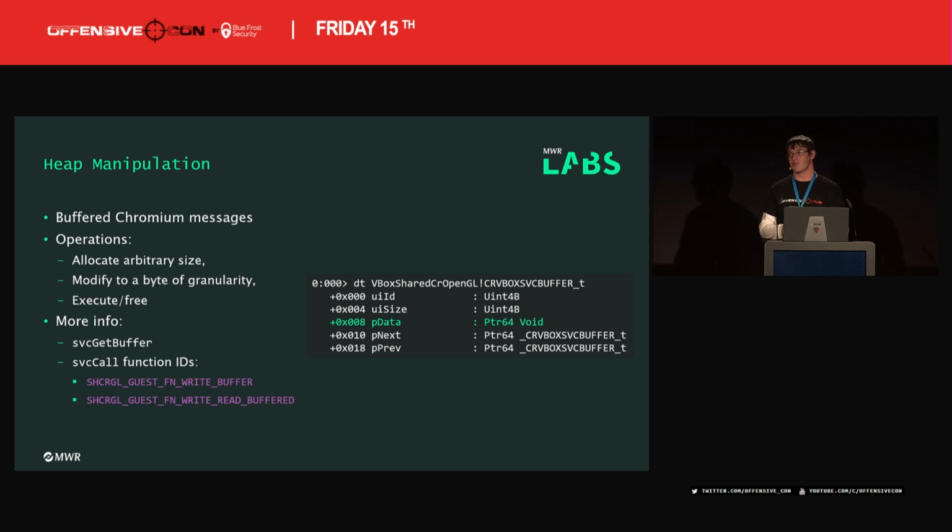All of these buffered Chromium messages are backed by an object, which I'll refer to as a service buffer. Service buffer objects hold a pointer to the Chromium message through pData. If this is research that you're looking into, you're bound to come across methods like SVC get buffer and SVC call to better understand how these buffers are used.